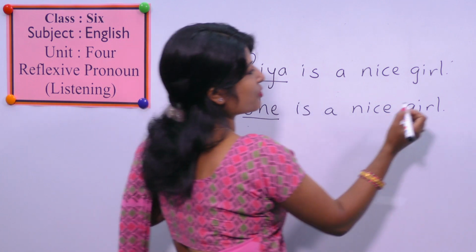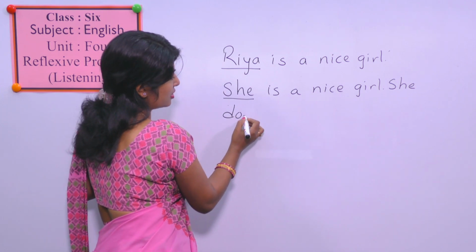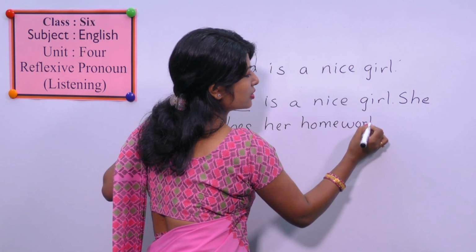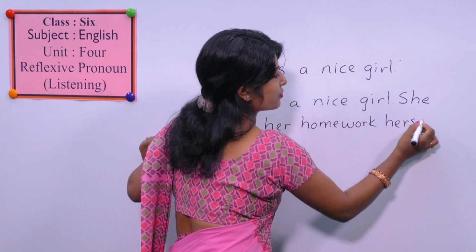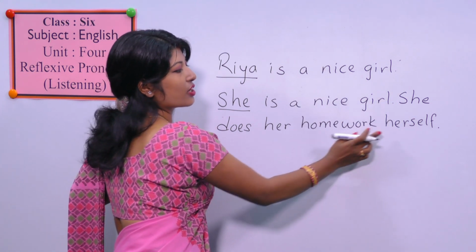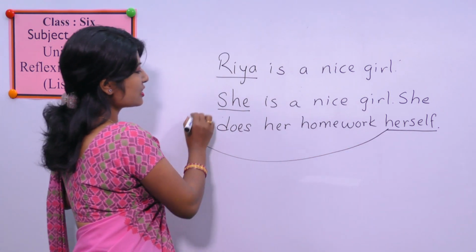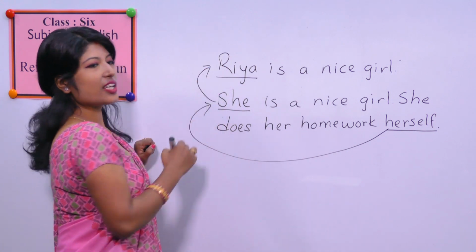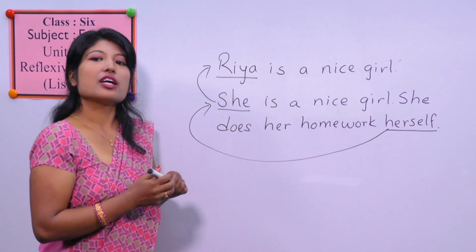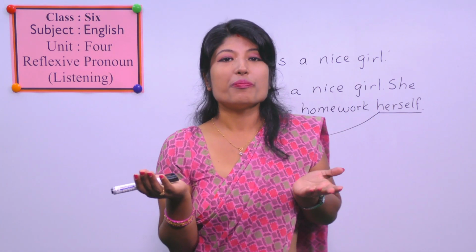And when we refer something back to herself, like she is a nice girl, now we have to add something over here. She does her homework herself. Here herself, who is herself? Herself means she. Who is she? She is Ria. So she is a pronoun, and herself is a reflexive pronoun. We have many other pronouns. Look at here.